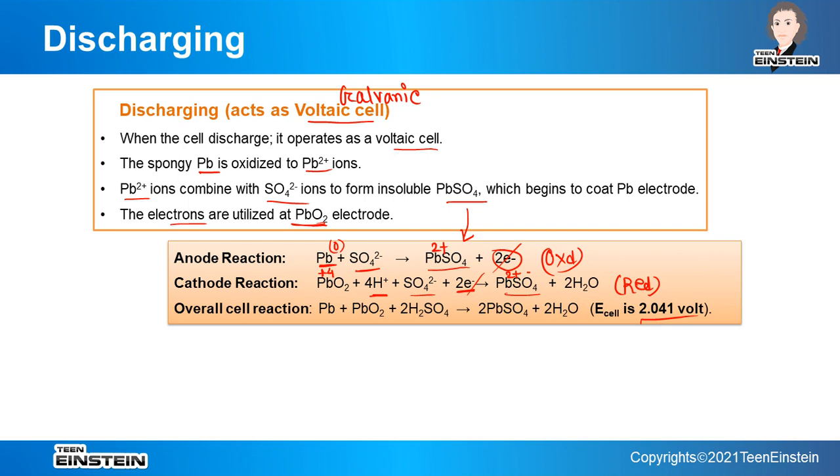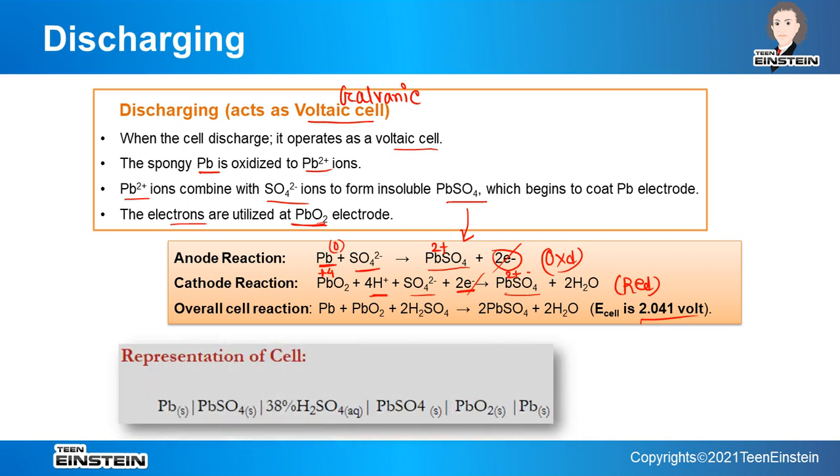And if we want to represent the cell, it will be like this. That is Pb solid, which is the electrode at the anode side. This is the cathode side: Pb electrode, then PbSO4 because it is converted to PbSO4, and on the right hand side also PbO2 that is already present and it is converted to PbSO4, and in the middle we have the electrolyte that is 38% H2SO4. Okay.